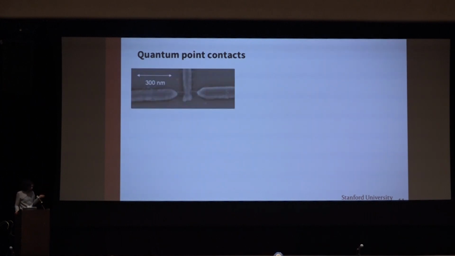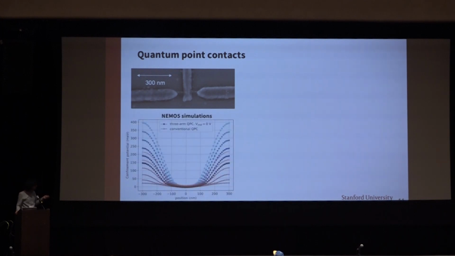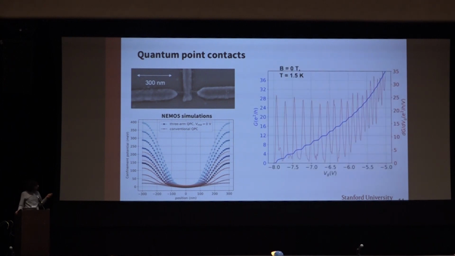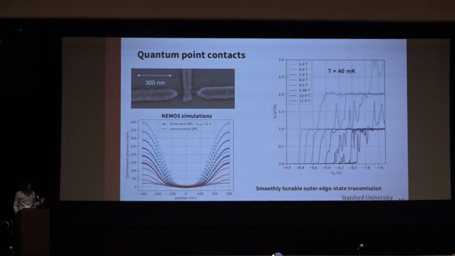We added a third helper gate, and with Schrodinger-Poisson simulations, we could already see that even at 0 volts on the middle gate, we can get a much steeper confinement potential. So when we made the device and looked at it at 1.5 Kelvin again, now we see a lot more plateaus, about 16 plateaus at 0 field. And looking at it at high fields in the dilution fridge, we now see smooth risers all the way up to 9 Tesla, after which these Coulomb interactions start to play a role. But overall, by tuning the field and the middle gate voltage, we are able to get to a limit where we can smoothly tune the outer edge state transmission.